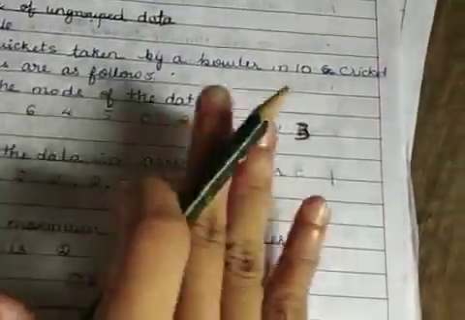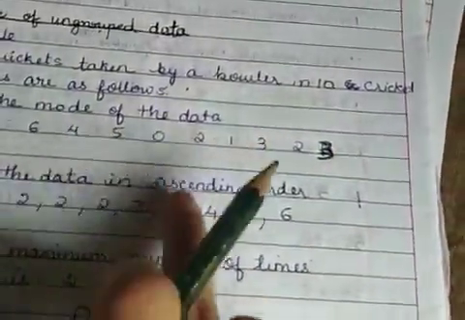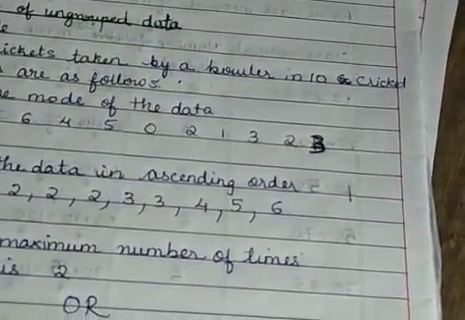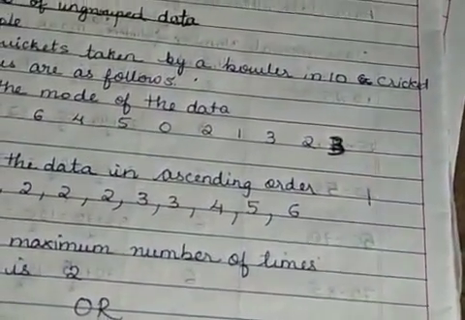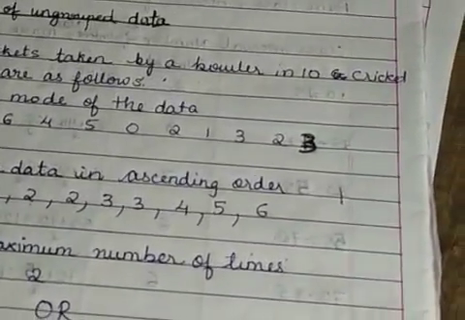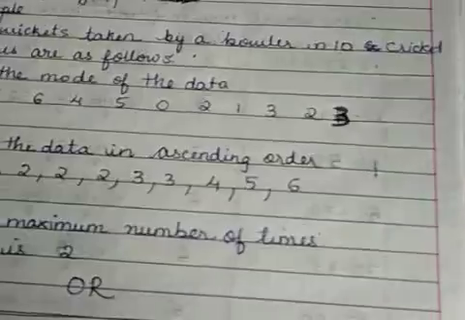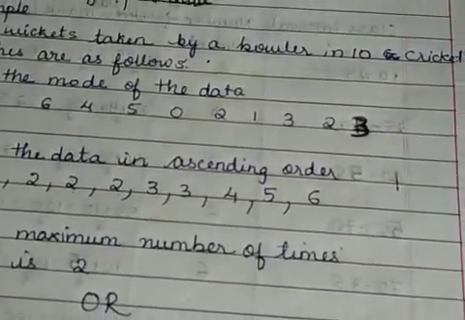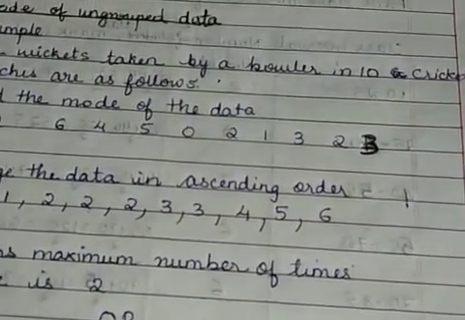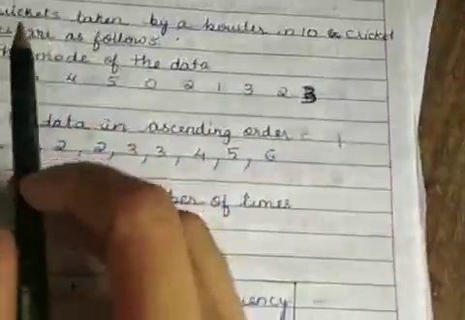Now we have to find the mode of this given data. It means we have to see the maximum number of times a particular value has occurred. So how many wickets occur more number of times? The number of wickets taken by him the maximum number of times, that is what is mode.